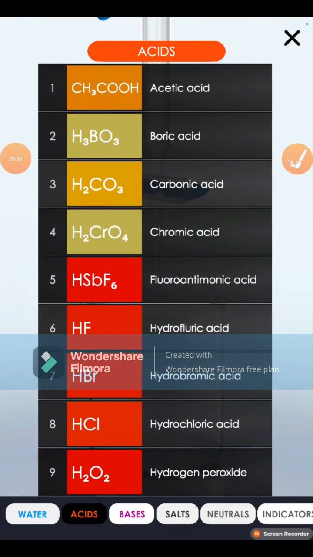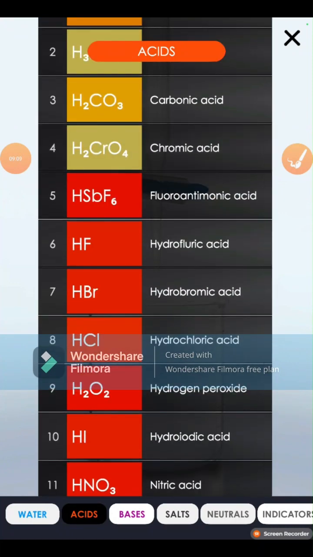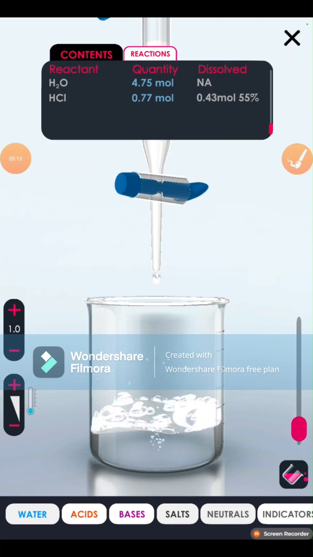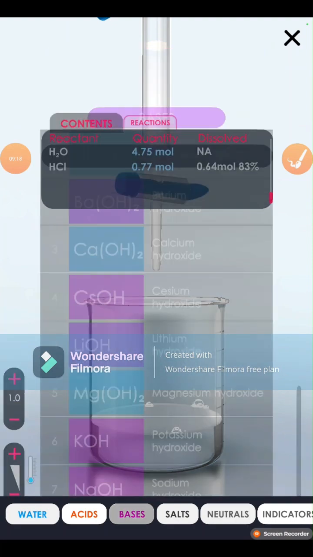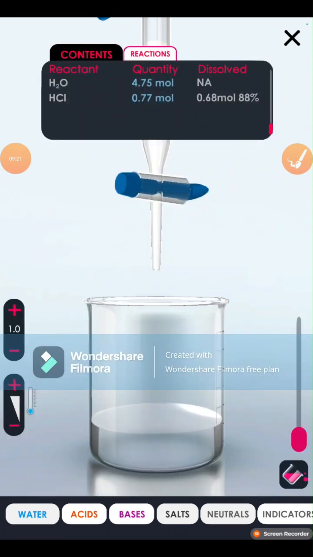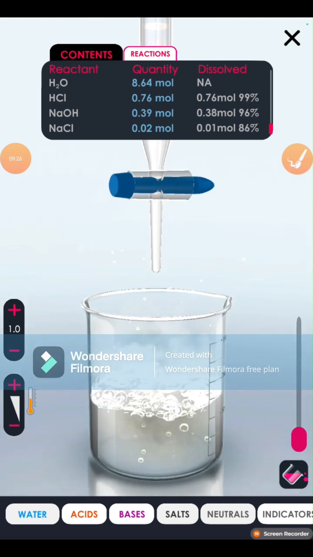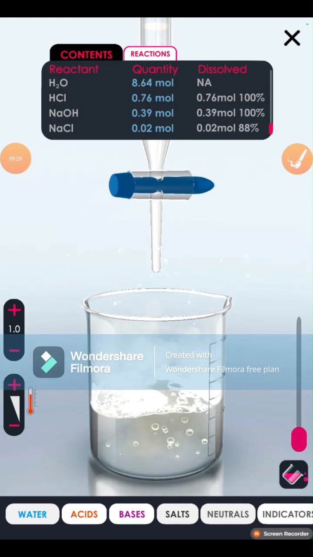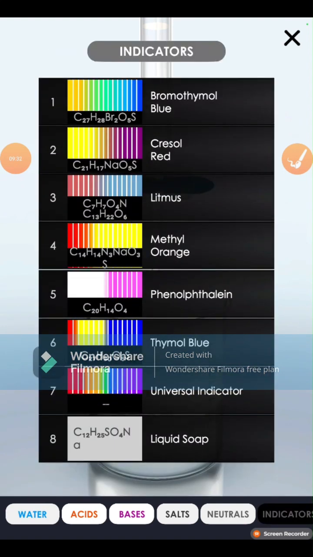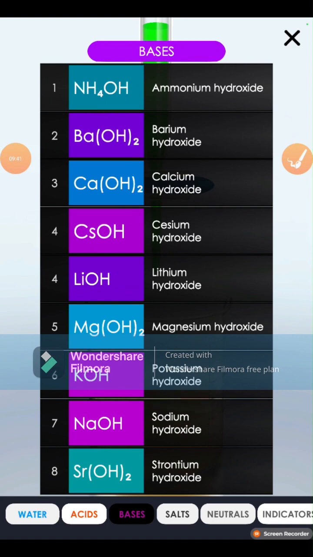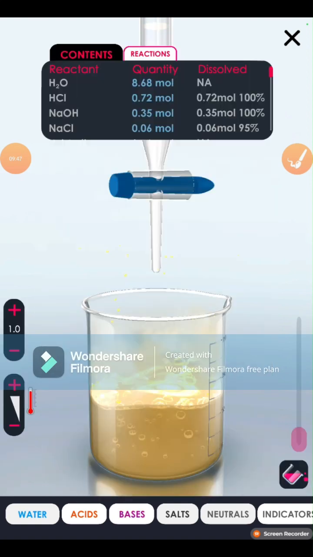So let me add some hydrochloric acid over here and mix it with NaOH, that is sodium hydroxide and HCl. So let's mix sodium hydroxide over here. As you can see, reaction is happening and bubbles are forming, and temperature is also rising. Temperature is rising because of it. So let me just put a universal indicator. You can see it is a strong acid. Let's put more sodium hydroxide over here.